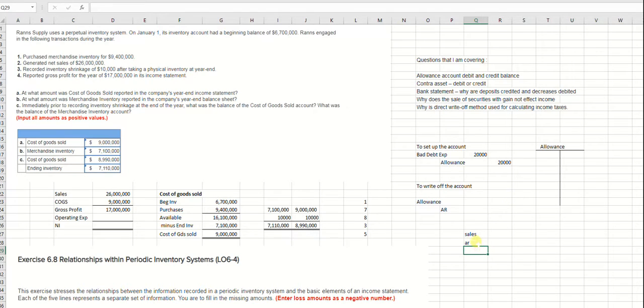The second one is I look at accounts receivable. And when I look at accounts receivable, I'm determining how much goes in the allowance. So I'm going to focus on the one that looks at accounts receivable, because that's the one where the debit and the credit balance in the allowance makes a big difference.